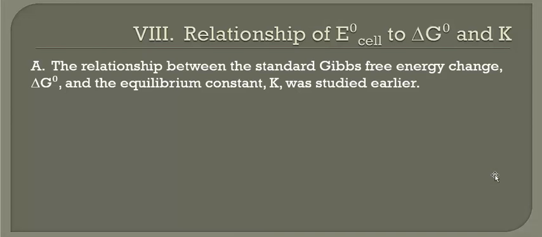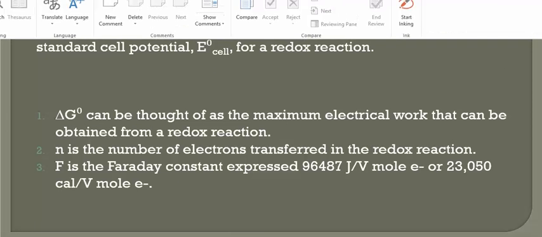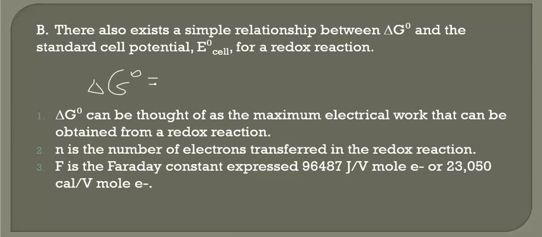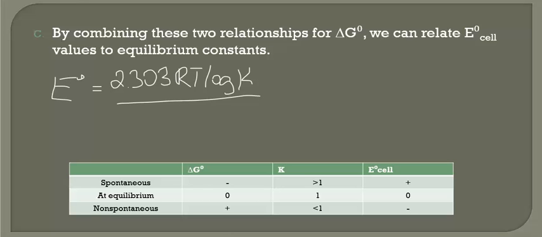We've looked at the relationship between Gibbs free energy and the equilibrium constant earlier with thermodynamics, and the relationship looks like this. There's also a relationship between delta G and the standard cell potential for a redox reaction, and that relationship looks like this. N is the number of electrons transferred, F is the Faraday constant. We can combine these two relationships, and we can relate the standard cell potential to the equilibrium constant K. So the standard cell potential equals 2.303 RT log K divided by NF.